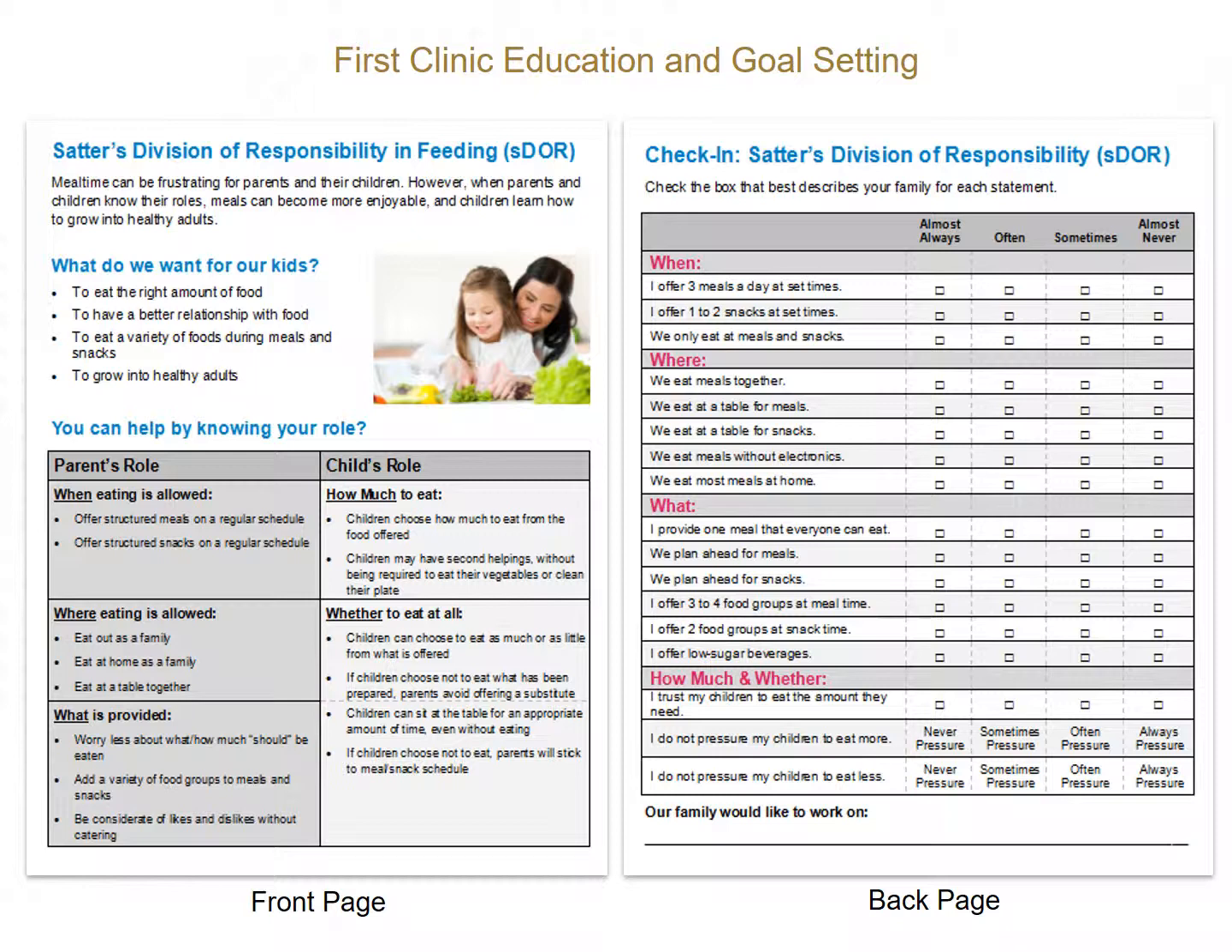On the back side of the page is Ellen Satter's Division of Responsibility screener form. And this is for parents to fill out that can help guide them as well as yourself in setting some initial goals and knowing where to focus education, where parents answer the question of when, where, and what, and then answering questions for their children of how much and whether, including questions of pressure. I do not pressure my children to eat more. I do not pressure my children to eat less.